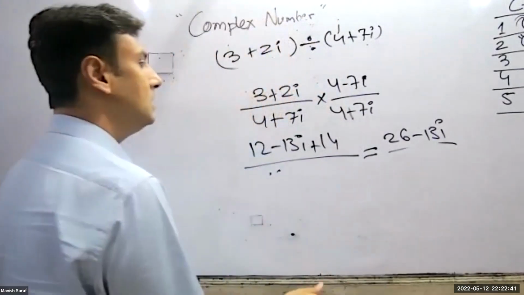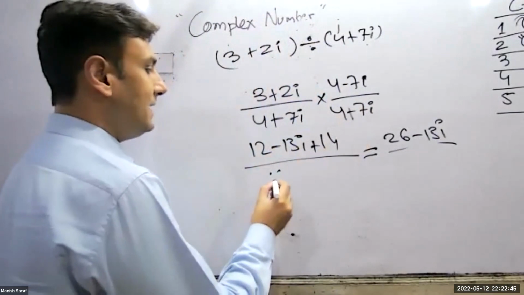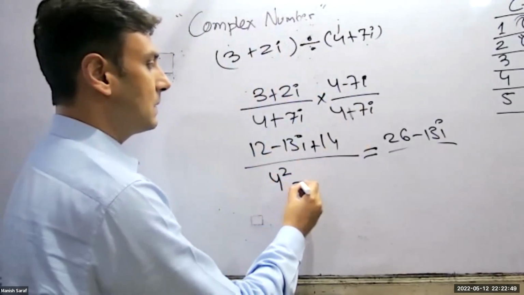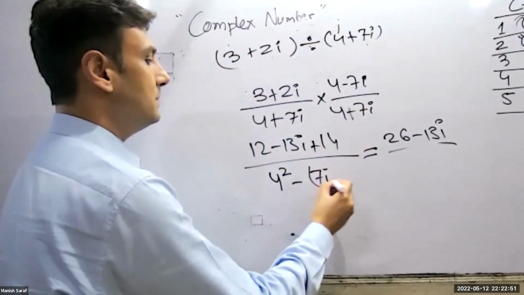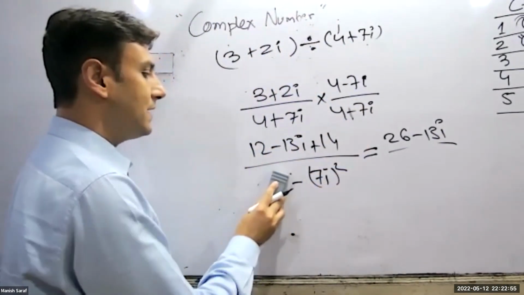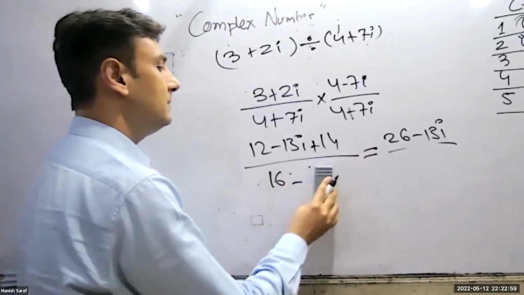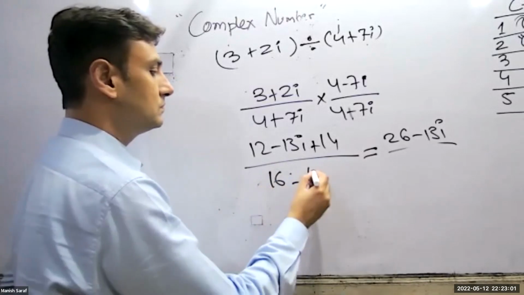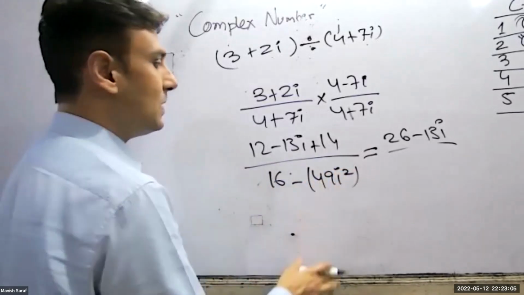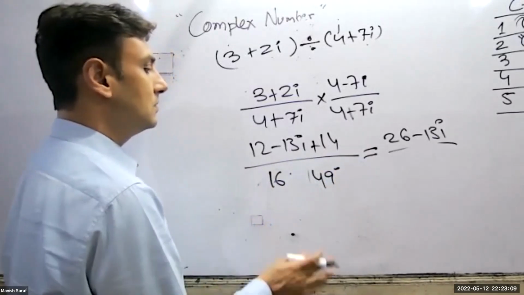Let's see. So this is A plus B into A minus B. What is that? A square minus B square. Yes, A square minus B square. A square, 4 square is 16. 7i square is 49i square. What is the value of i square? Minus 1.